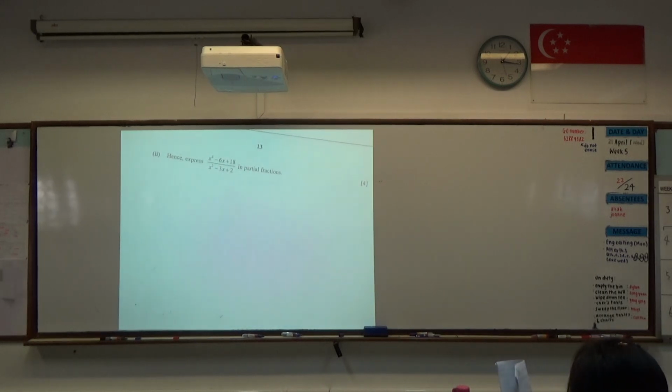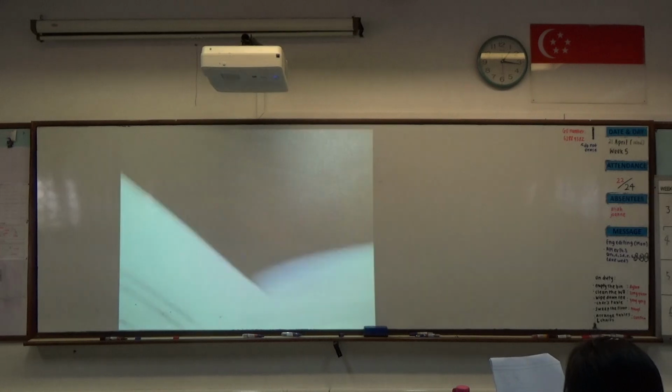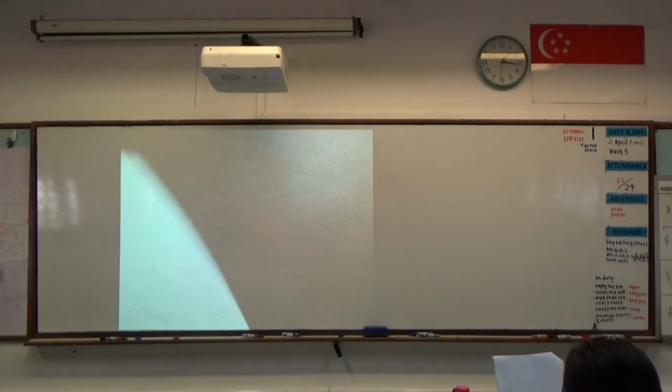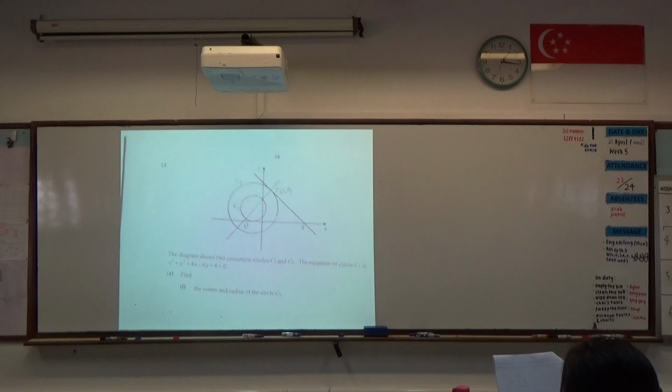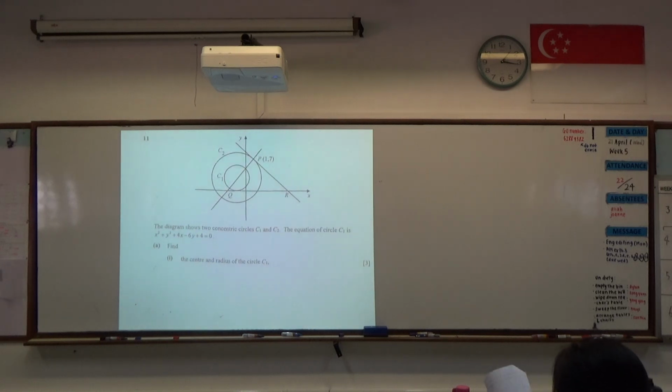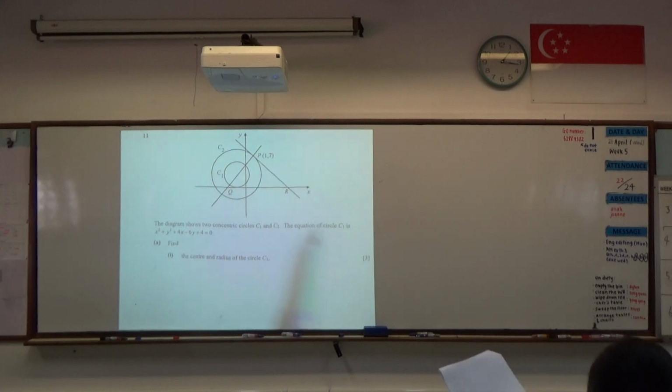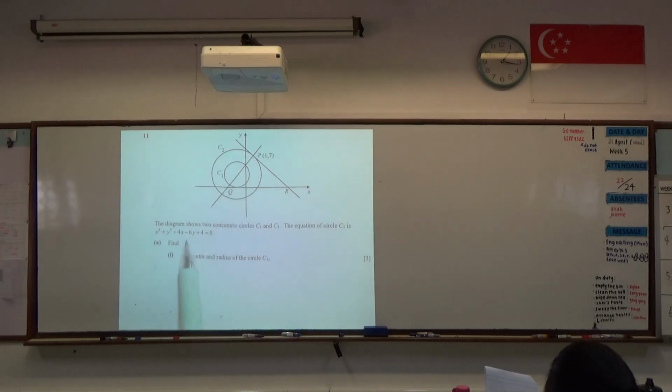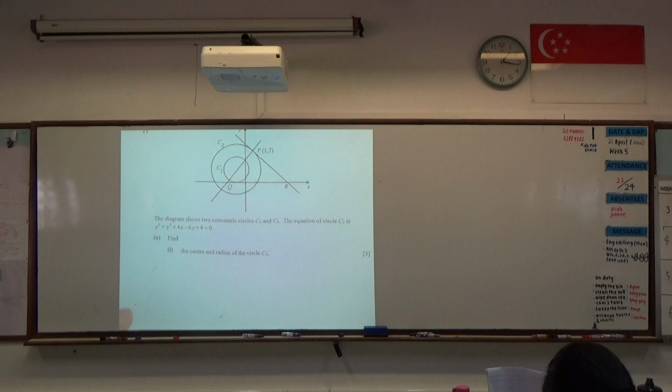Next, question 10. Question 10 is not given to you. Question 11. Circles. You need to go through? Okay, shall go through then. So it shows two concentric circles, C1 and C2. The equation of C1 is this equation. We want to find the center and the radius of circle C1. Using the equation itself, you will be able to manipulate it.